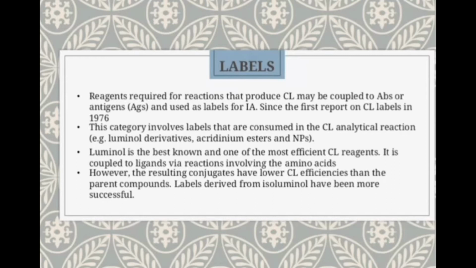Luminol is the best known and one of the most efficient CL reagents. It is coupled to ligand via reactions involving the amino acids. However, the resulting conjugates have lower CL efficiency than the parent compounds. Labels derived from isoluminol have been more successful.